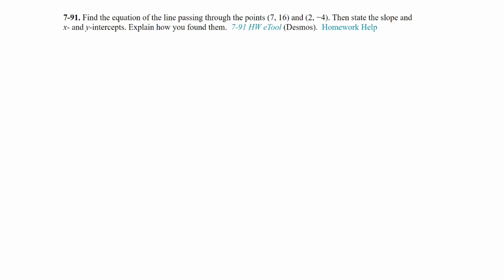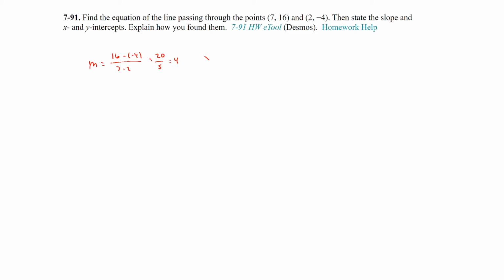And the last one, question number 91. Find the equation of the line passing through the points. Then state the slope and the x and the y-intercept and explain how you found them. So, back to linear, we're writing the equation of a line, so we need to find the slope since it's not given to us. So we're going to do the change of y over the change of x, so 16 minus negative 4, and then 7 minus 2. That'll be 20 divided by 5, which would give us a slope of 4.